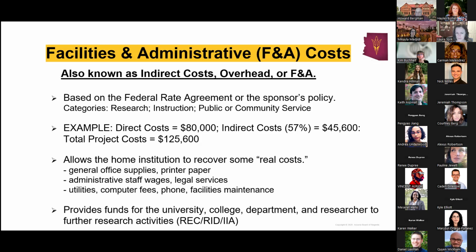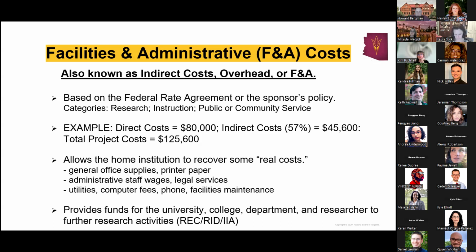So what are indirect costs, F&A costs? They allow your home institution, ASU, to recover real costs that will be incurred, such as general office supplies, printer paper, administrative wages, legal services in case there are any issues, utilities, keeping the lights on, computer fees, phone fees, facilities maintenance. All of these things are real costs that the university has to pay to help you with your project. And that's basically where these funds go for the most part.